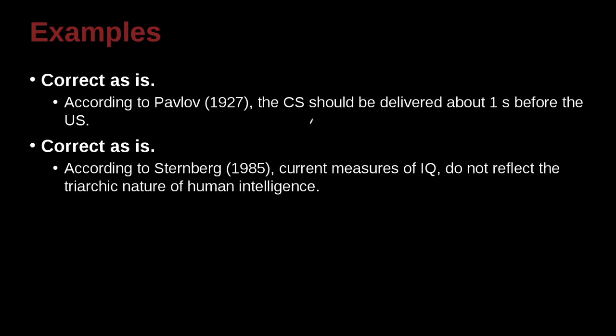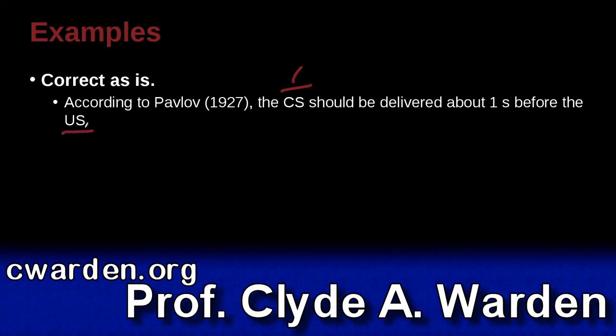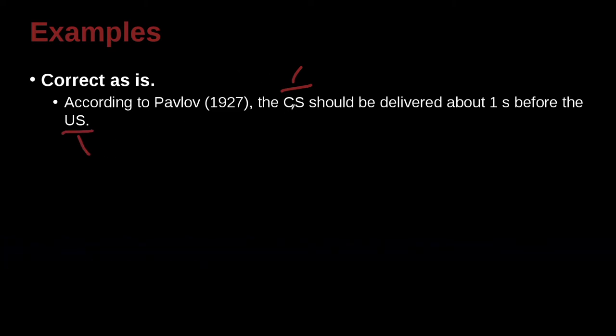According to Pavlov, 1927, the CS should be delivered about 1 second before the US. So here the CS means the conditioned stimulus, and the US means the unconditioned stimulus. This is not explained using the parentheses, right? We're not saying conditioned stimulus (CS). We're not going to do that. Why? Because this is common and understood in the field, so you do not need to do that. It's in the dictionary.